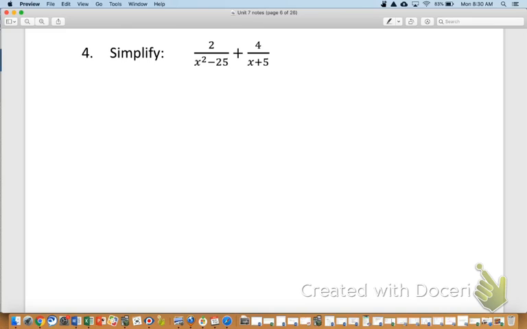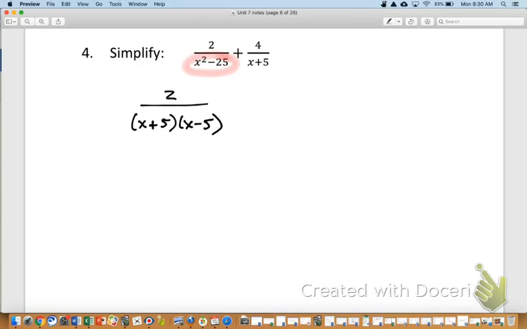Hey guys, did y'all notice that this is very factorable? Whenever you look at one of these denominators and you say, I could factor that, you're going to want to factor it. Could be a really simple factoring, could be a little more complicated. If it's factorable, go ahead and factor it. So my first step would look like this: 2 over, this would factor as x plus 5 times x minus 5. That's that difference of squares pattern we've seen.